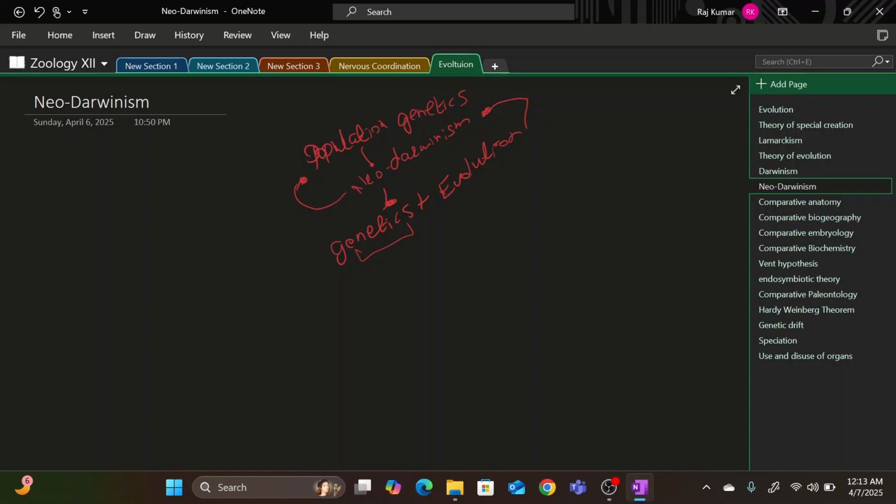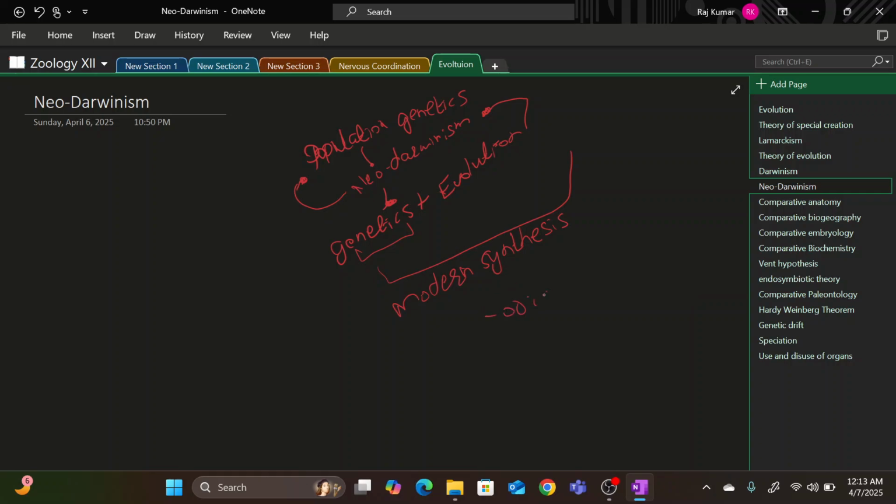So this theory is named neo-Darwinism, or modern synthesis, or we also call it the modern synthetic theory of natural selection, because it relies on several other fields. For example, comparative anatomy, comparative biogeography, comparative embryology, comparative biochemistry, comparative paleontology. All of these are subfields from where the modern synthesis and population genetics are studied.